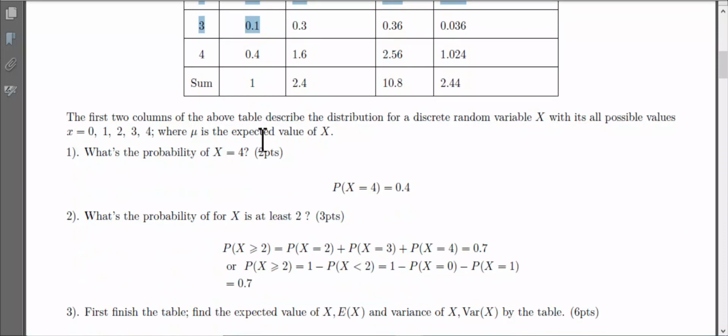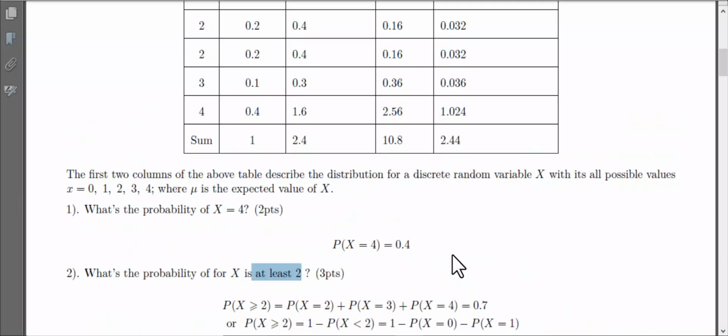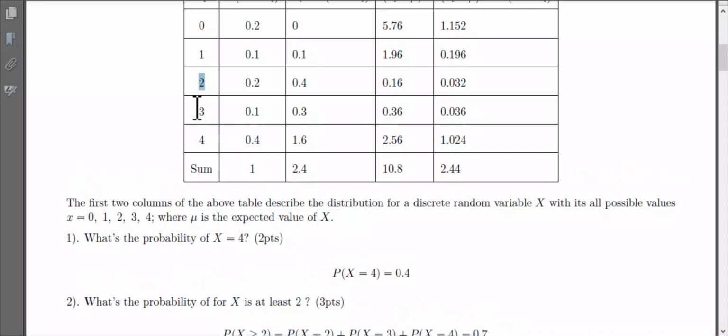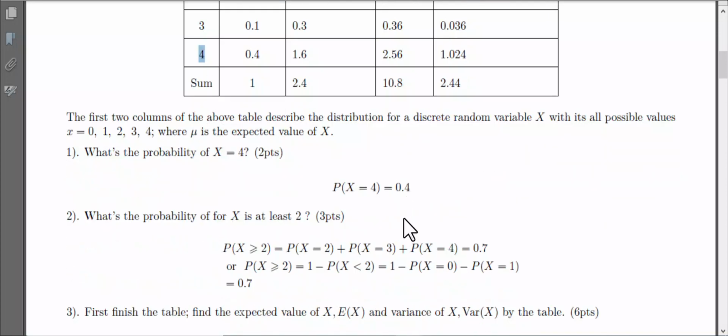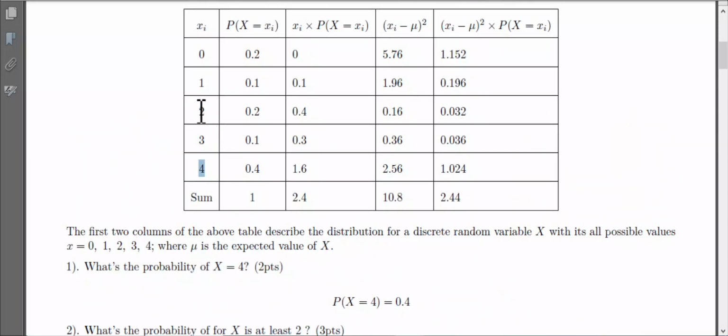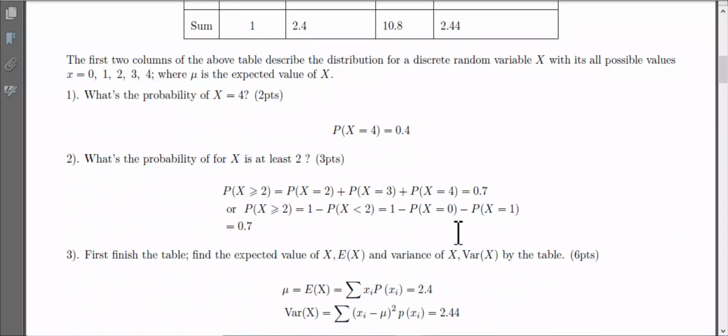Alright, how could we get the probability for X at least 2? See, at least 2 here, X greater than or equal to 2. So at least 2, you can see here 2, 3, and 4, right? That's how we add those 3 probabilities together, 0.7. Or we could do 1 minus the probability of 0 and the probability of 1, because we just do not have 0 and 1. So both ways end up with the same solution, 0.7.